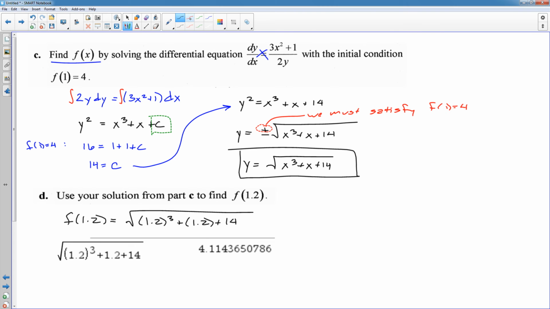Remember, you must be accurate to the 3rd decimal. If you choose to write more than 3, that's fine, but they're going to look at the first 3. In this case, our answer would be 4.114.